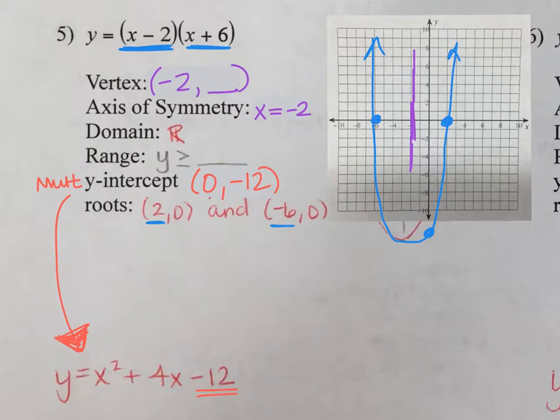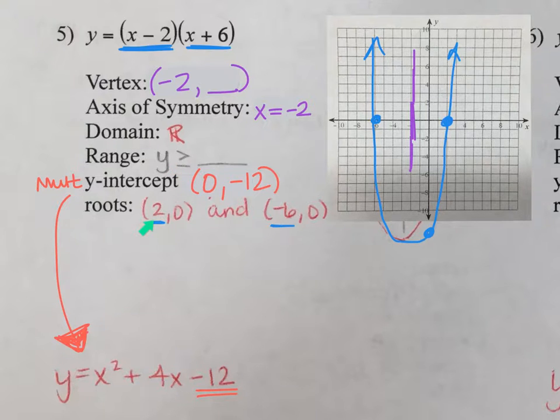Okay, so I think that I deleted my own recording. So let me just explain where I got everything. Domain, all real numbers, always that. Range, I don't know what the y value is because I don't have a y value for my vertex.